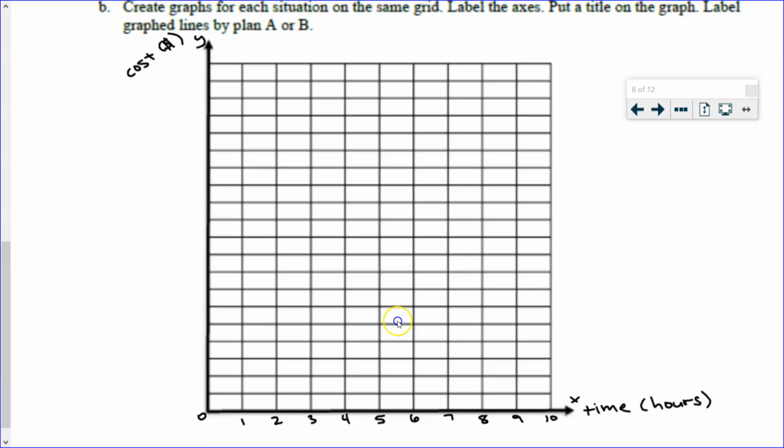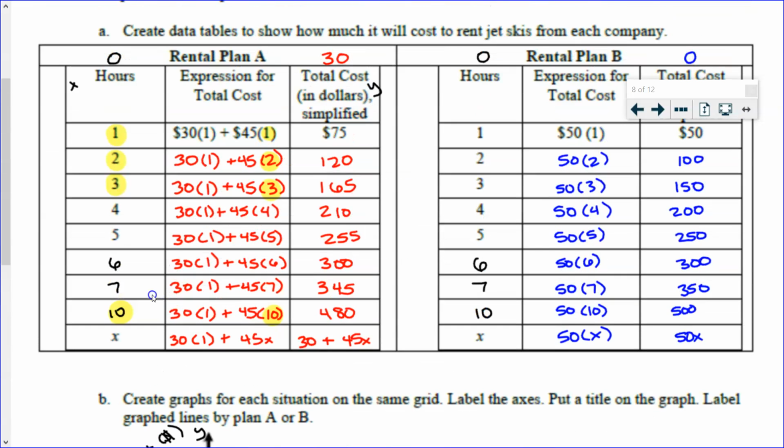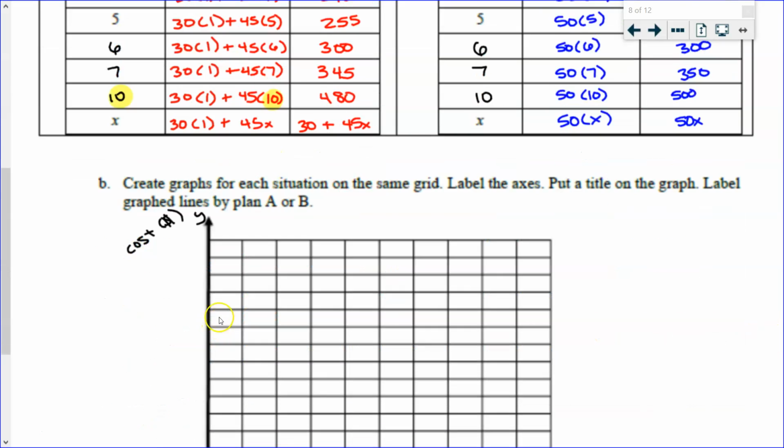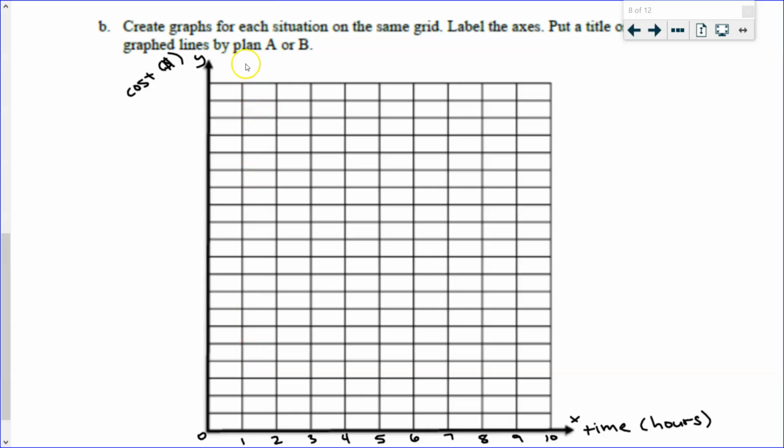Okay, let's look at the cost in dollars. Do you see how high up I should probably try and go? I've got costs about $480, $500. So I want to try and get all the way up to 500. And I've done this problem enough times I know how to do that. But let me give you a quick little sneak peek here.